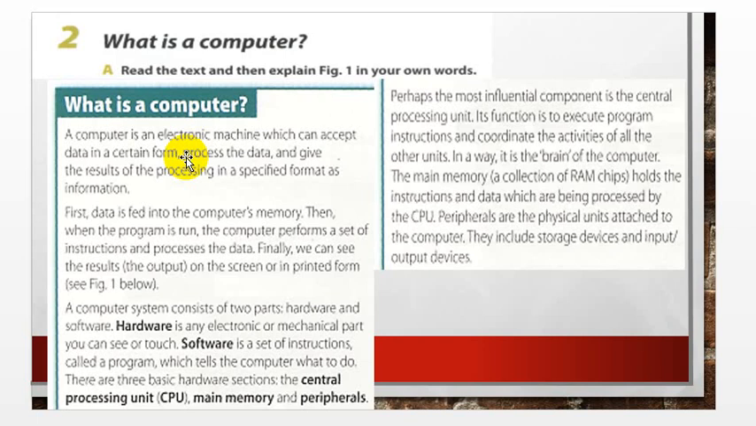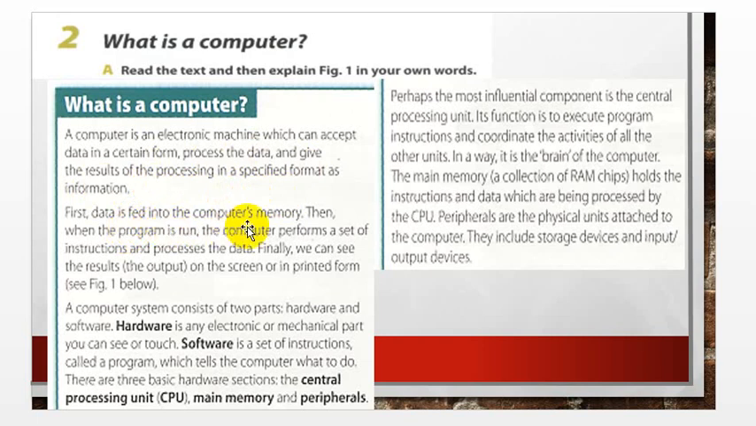Okay, here I want to read this passage. You should listen very carefully to the pronunciation of the words and write the difficult words on your paper, and please find the difficult words in your dictionary. A computer is an electronic machine which can accept data in a certain form, process data, and give the result of the processing in a specified format as information.